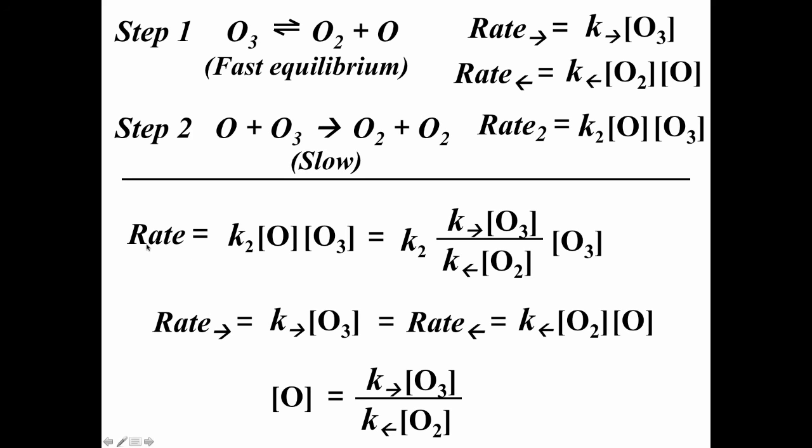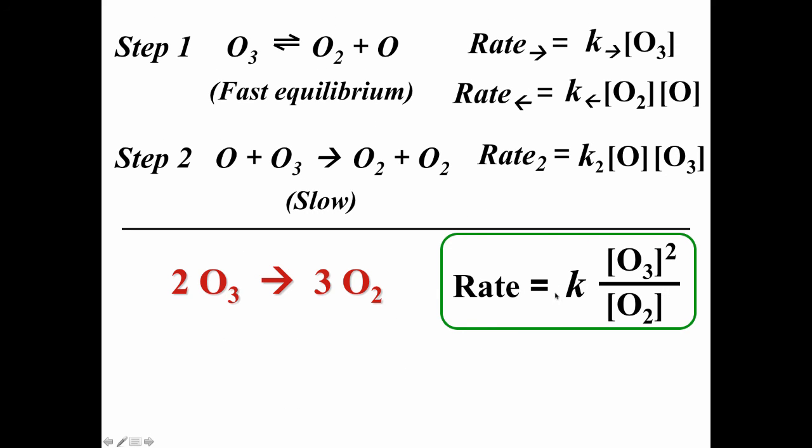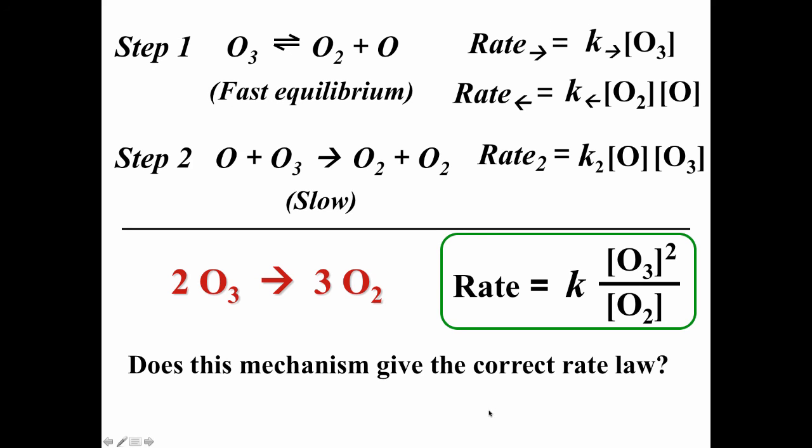And notice we now have the rate law: rate equals K2 times K forward times [O3] times another [O3] divided by K backwards times [O2]. And since all of these K's are rate constants, but for individual steps, we can lump them together as one rate constant for the overall. And what this gives us then is rate equals K times [O3] to the second power over [O2]. And does this mechanism give us the correct rate law? Yep, that's what we saw that the experiment gives.